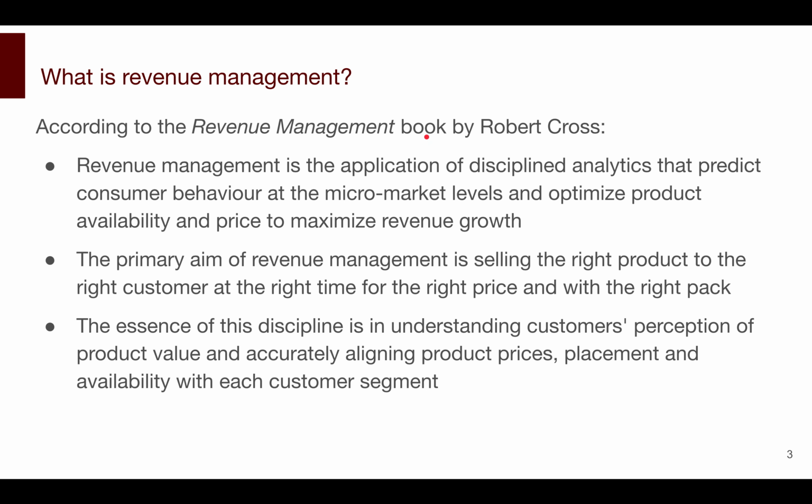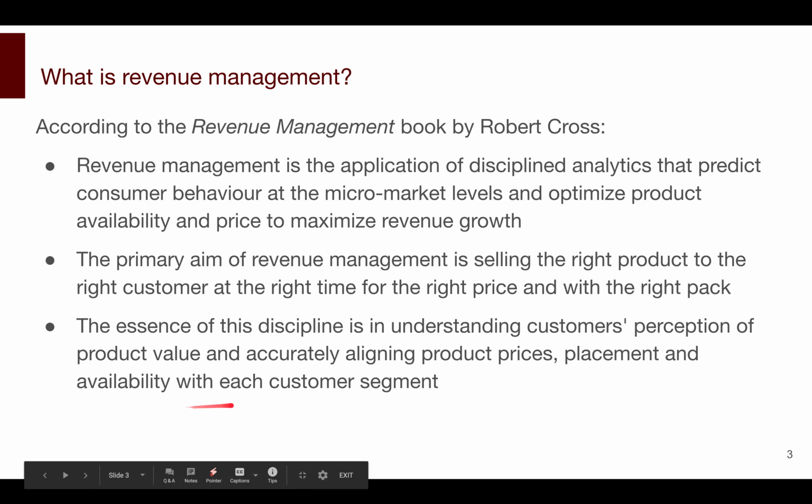According to the Revenue Management book by Robert Cross, revenue management is the application of disciplined analytics that predicts consumer behavior at the micro-market levels and optimize product availability and price to maximize revenue growth. The primary aim of revenue management is selling the right product to the right customer at the right time, for the right price, and with the right pack. The essence of this discipline is understanding customers' perception of product value and accurately aligning product prices, placements, and availability with each product segment.